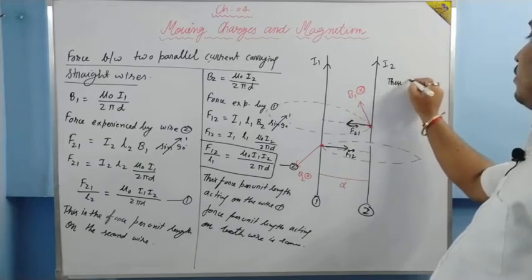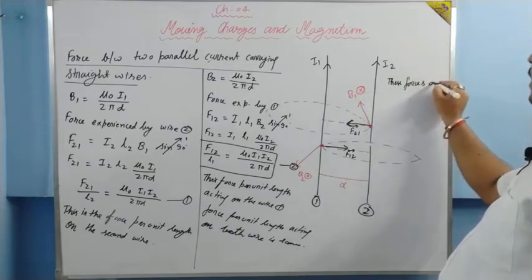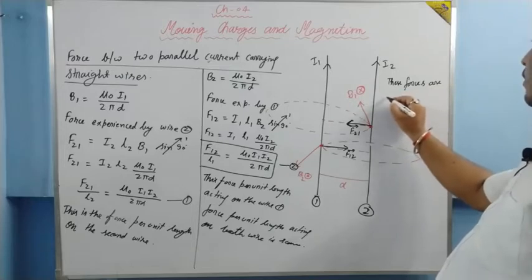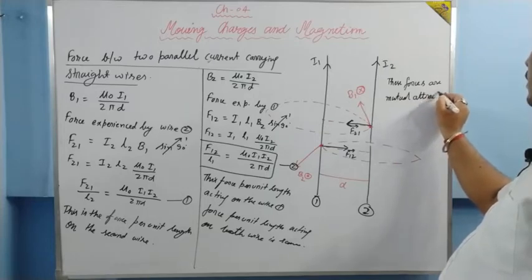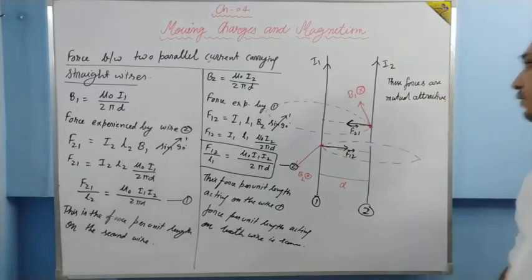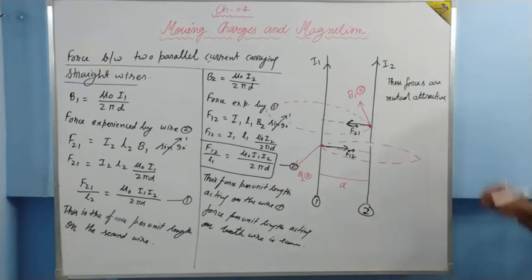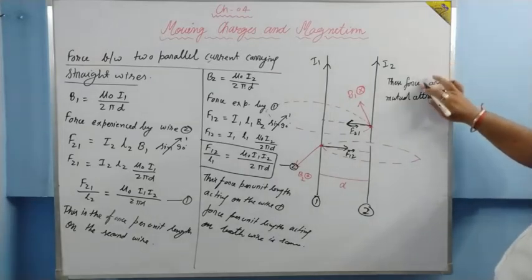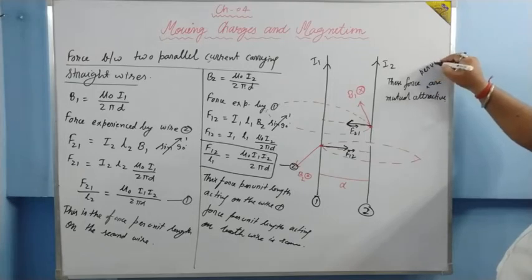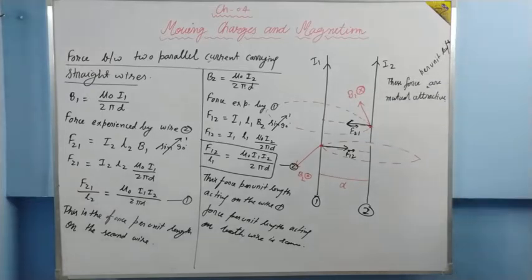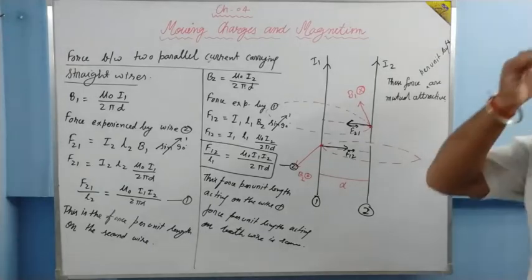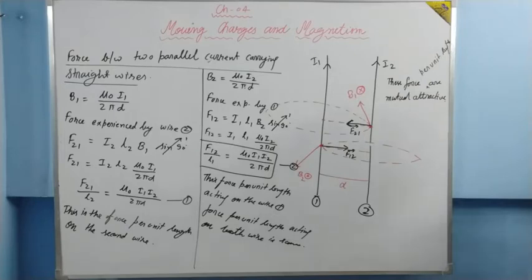These forces are mutual attractive. Okay, these forces are mutual attractive, and more specifically I should write force per unit length, because force per unit length we have seen that it is equal. Not forces are equal. Force will depend on the length of the wire, but if we calculate force per unit length, it will be same.